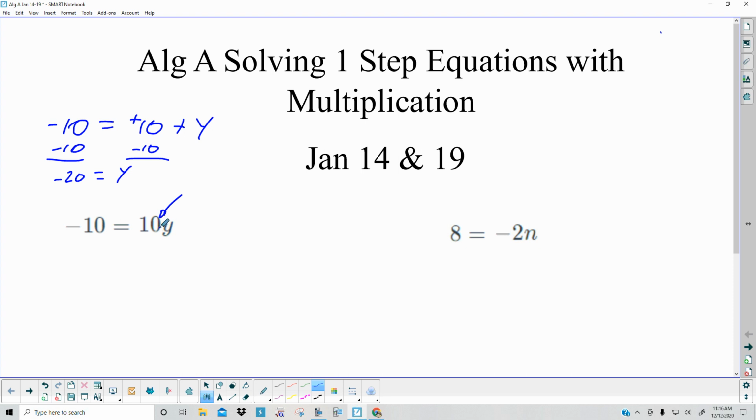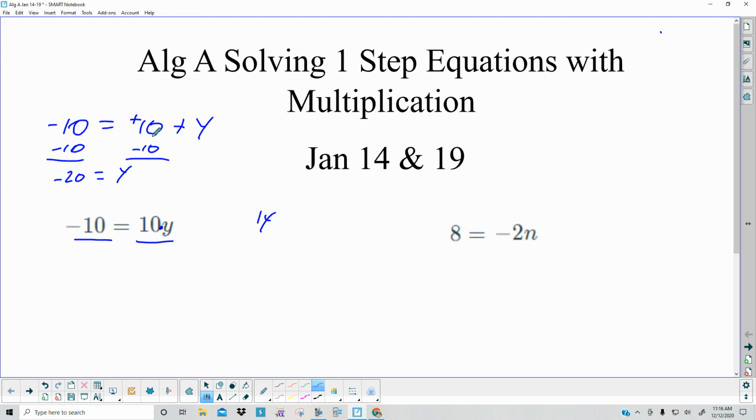This is held by multiplication. I want to divide to undo the multiplication. And if I do it to one side, I have to do it to the other side. So the question becomes, what do you divide by? Now, I want to have one y when I'm finished with the right side.